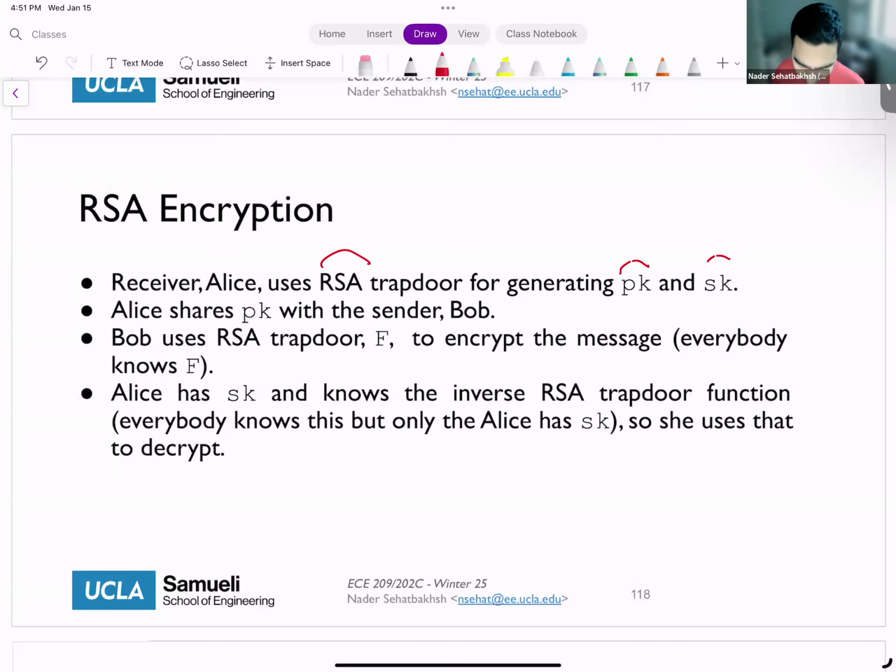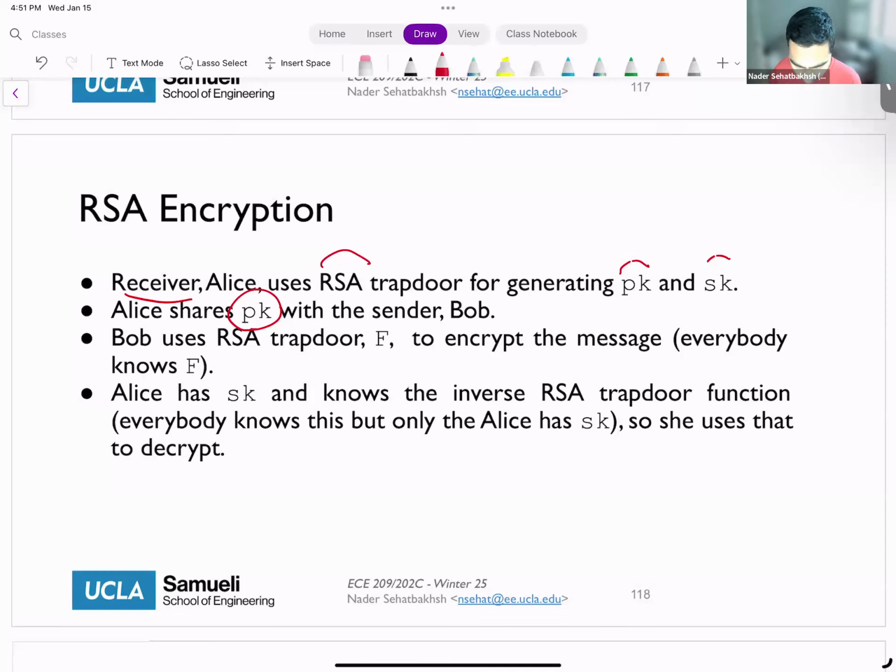Pay attention to the fact that the receiver is the one generating this key pair. Why? Because the receiver is the one that's going to decrypt this message, and the receiver is the one that knows the secret key. Anyone else, they don't know. Alice publicly shares this PK with anyone, including the sender Bob, but keeps the SK to herself, okay?